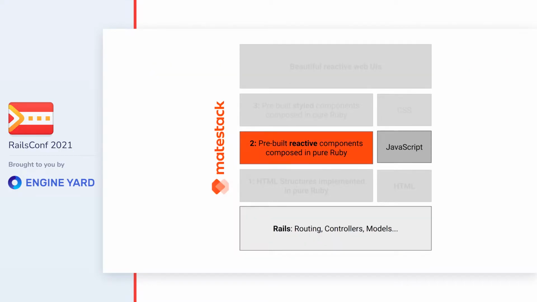We've not talked about reactivity yet. Well, MateStack can actually be used with all kinds of reactivity systems, or none if you wish. If you don't need reactivity, well, you're done. But we want to have one holistic solution for creating reactive UIs in pure Ruby. That's why we decided to ship an optional reactivity system based on Vue.js within MateStack. So let's have a look at the second building block of MateStack, pre-built reactive components composed in pure Ruby.